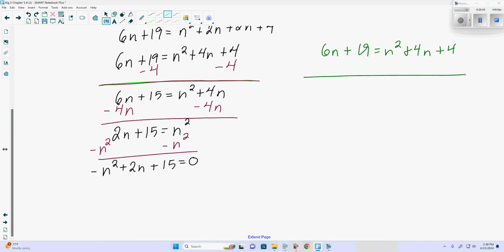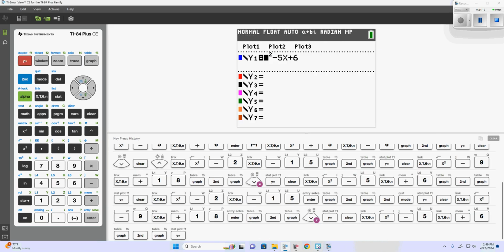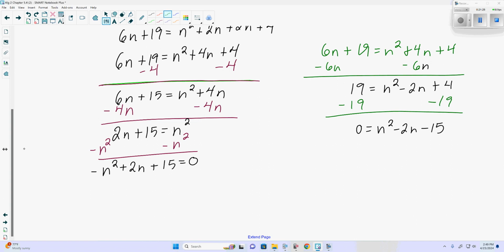The way I would have gone about it would have been either subtracting 6n or 19 first. Telling us that we have 19 is equal to n squared minus 2n plus 4. Minusing 19 from both sides. We do get the same solution from both of these. The only reason I do the one on the right is we only had to move 2 things instead of moving 3. You know what I'm saying?